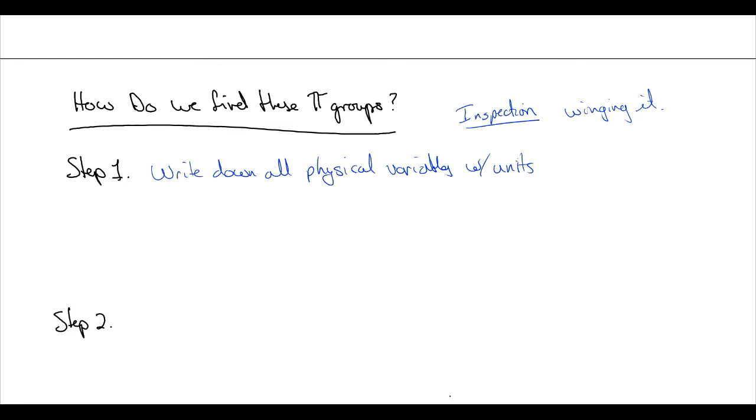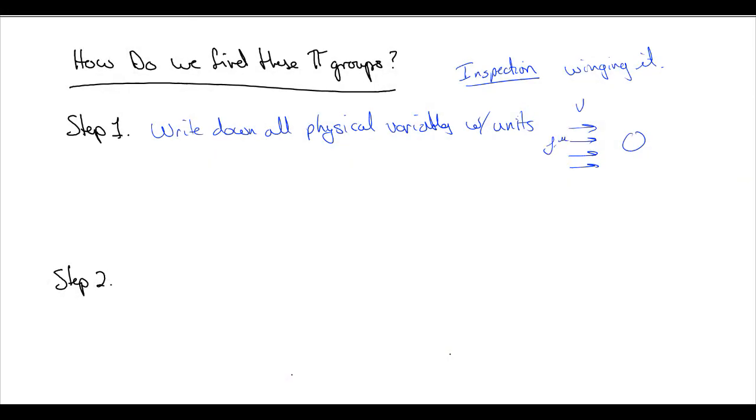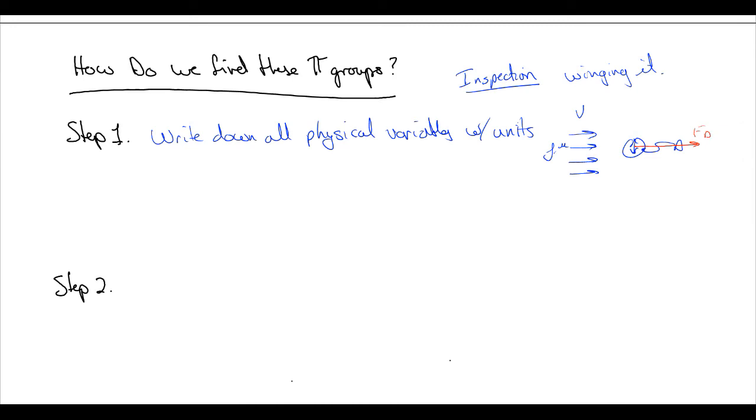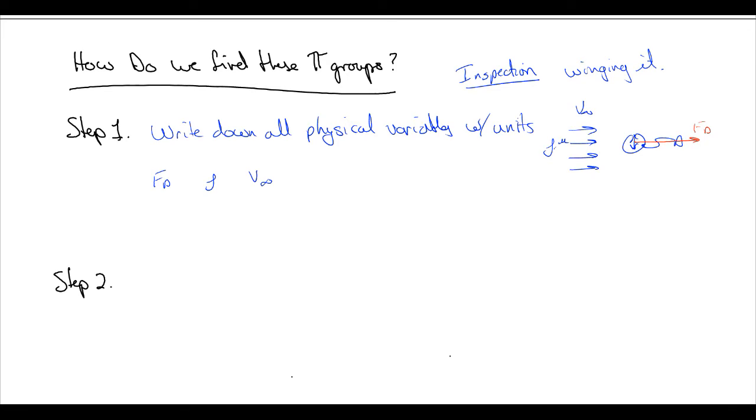So let's do again our ball in air. So we have a velocity, we have a density and a viscosity, we have a diameter d, and we're trying to measure the drag force on this object. So we have 5 things we have to write down. Let's write those down. We have an FD, we have a density, we have a velocity at infinity, right? From far away. Let's call that V infinity. We have a diameter and we have a viscosity.